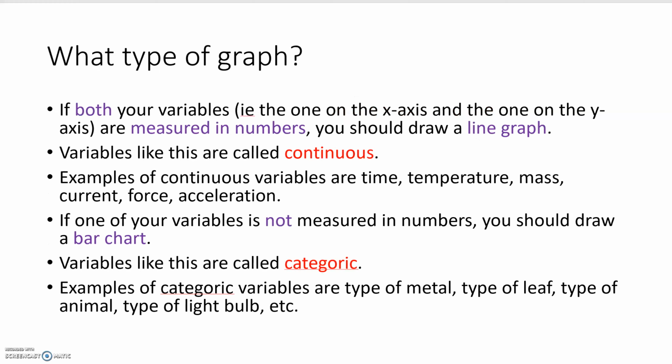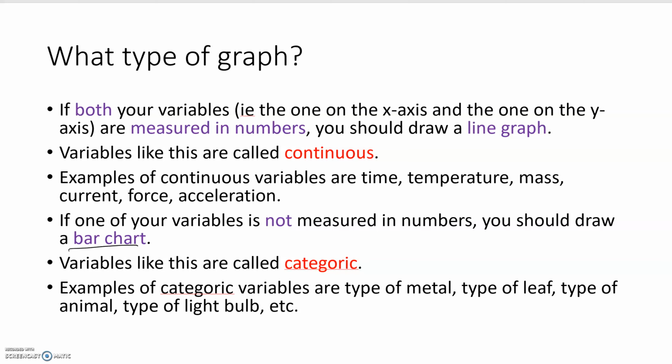Now, the different types of graph, like I mentioned right at the start: if both your variables are measured in numbers, then you're drawing a line graph, which in maths you call a scatter graph as well. Variables like these are continuous, so time, temperature, mass, current, acceleration, and so on. But if one of your variables is not measured in numbers, then you draw a bar graph.